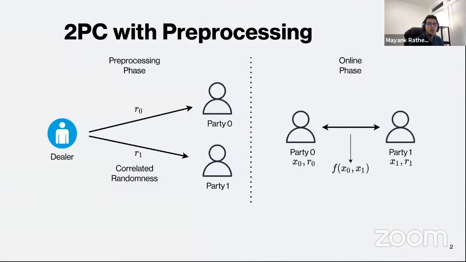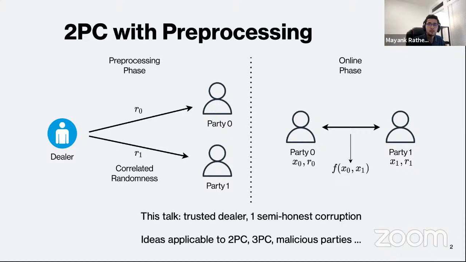In this talk, we'll be working in the two-party preprocessing model where computation proceeds in two phases. In the preprocessing phase, a dealer distributes correlated randomness to the two main parties. And then the parties in the online phase use this correlated randomness along with their secret inputs to compute some joint function. And for this talk, we will assume that we have access to a trusted dealer and that of the other two parties, at most one party is semi-honest corrupted.